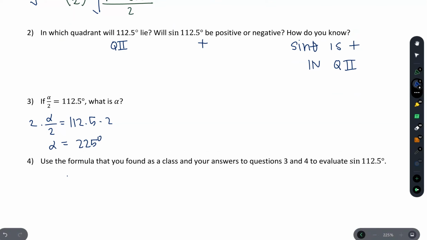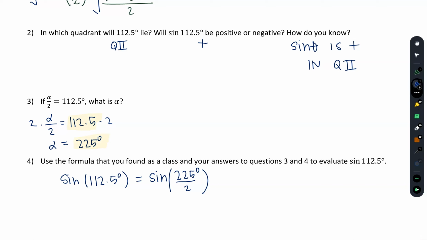if I want to evaluate sine of 112.5, I don't know that without using my calculator, right? So I don't know that value, but I do know that sine of 112.5 is going to be the same thing as sine of 225 divided by 2, because 225 divided by 2, just like what we did right here, does give me that 112.5. So I can use my half angle formula for this.